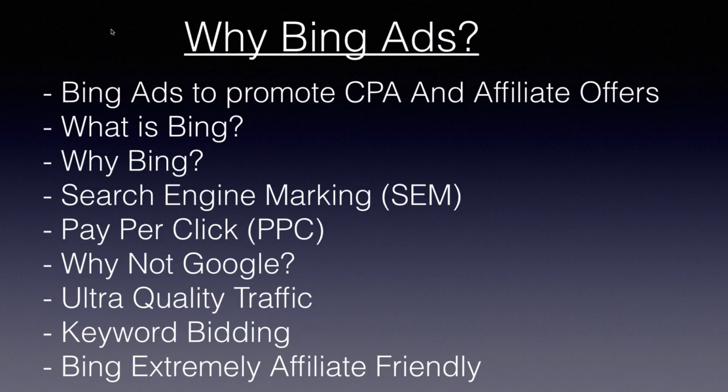Now, we're using Bing Ads to promote CPA and affiliate offers in all sorts of niches, all sorts of categories. We literally promote anything from weight loss pills, diet products, health, fitness, gardening, all sorts of hobbies and sports stuff, and also affiliate offers like Warrior Plus, ClickBank, and ClickSure offers. Now, what is Bing? As I just said, it's basically a search engine. It's basically like Google, but it's run by Microsoft.